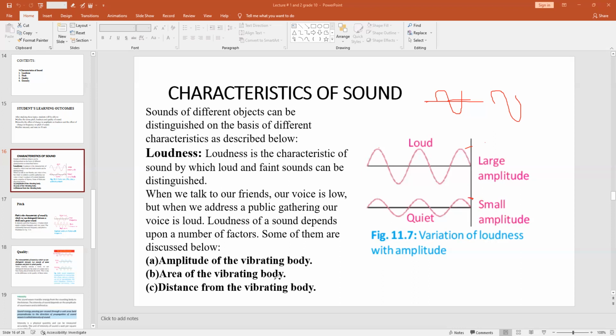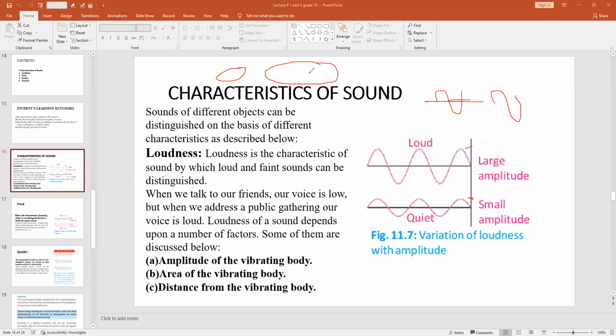Then the area of a vibrating body. The loudness can also depend upon the area of a vibrating body. Let's say you have two beating drums, one with an area like this, and the other like this. If you strike any spoon or any stick on this surface, the voice will be low, because this surface has a small area, right? But if you beat a stick on this drum, the voice will be louder, because the area is quite larger. So it means the loudness depends upon the area of a vibrating body.